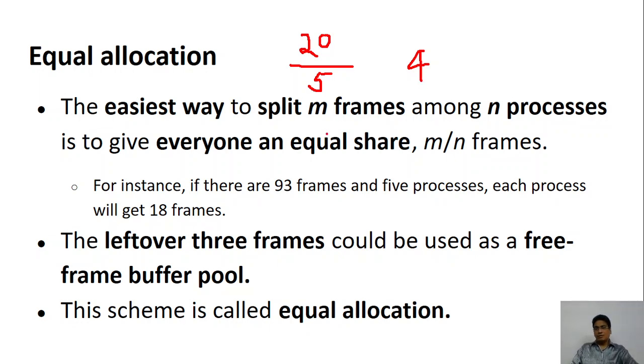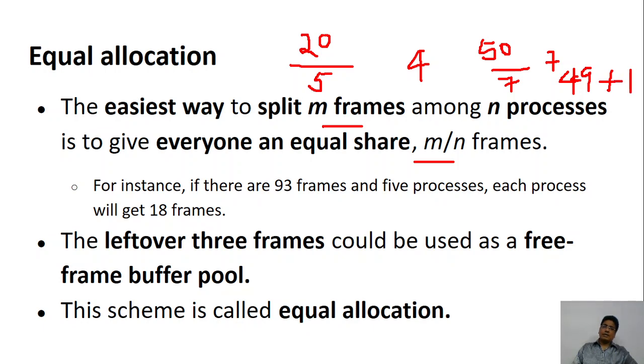So if there are m number of frames and n processes are running, you will give m by n integer part of it, definitely. So every process will get an equal number of frames. Now suppose, for example in the previous case, when I divided it with say 50 by 7, you get 7 for everybody, so that will be 49. So 49 frames will be there, and the leftover is 1. Then I can give it to somebody else, or I can put it as a buffer. One, I'll keep it as a buffer. So it's up to you how you keep it.